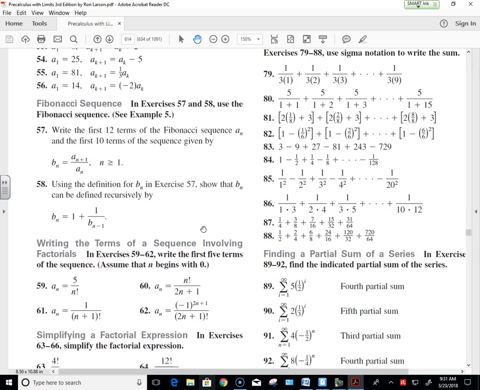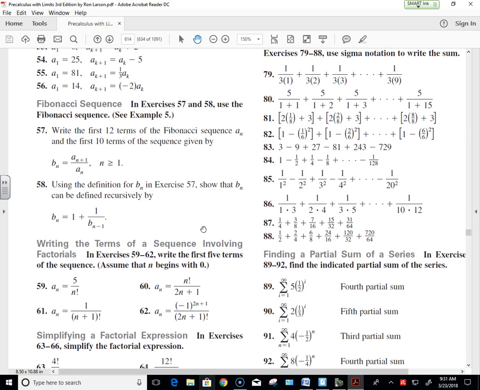57. Write the first 12 terms of the Fibonacci sequence. We already did that one the day before. Remember Fibonacci? What's that sequence again? Kiri, hi, wake up. That's the sequence, but what are the terms? They just want the terms. So it'd be 1, 1, then 2, then 3, then 5. Okay, we got the pattern. Continue it to get 12 terms.